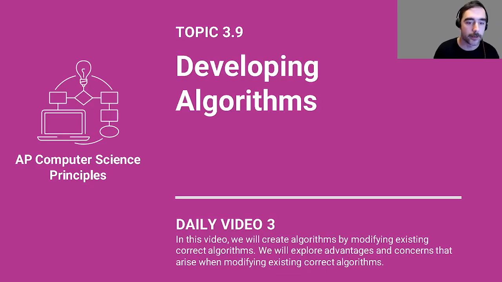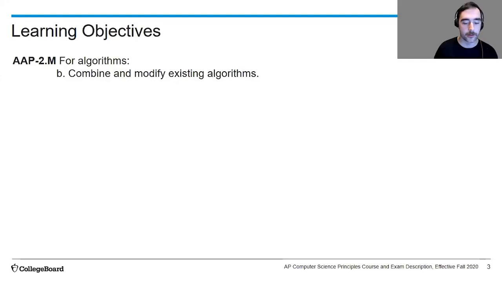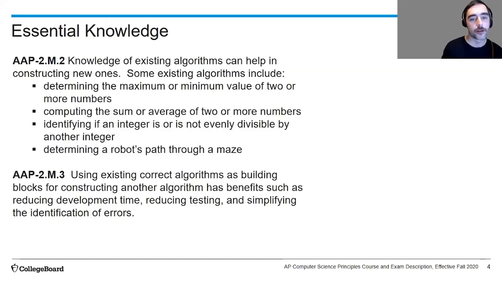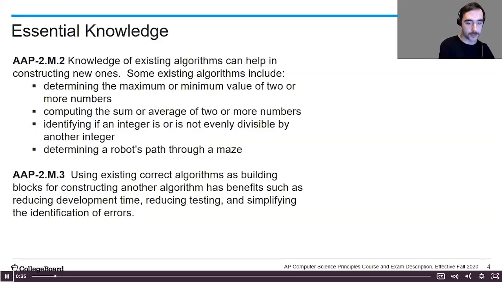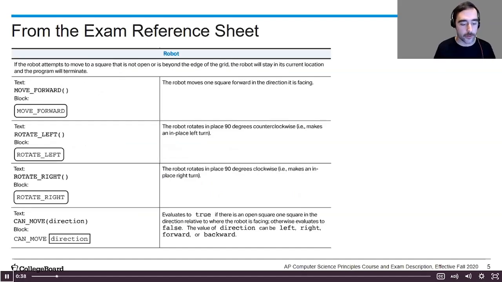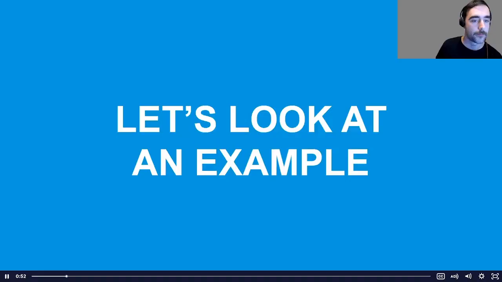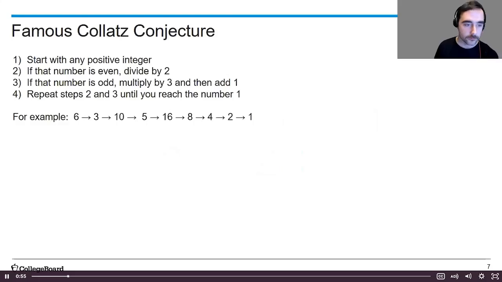So what will we learn today? We will be working with modifying existing algorithms. We'll take existing algorithms and modify them to meet our purposes. I also want to point to the exam reference sheet for robots, and you need to make sure that you can work with these commands for getting the robot on the grid of squares to the right location. So let's look at an example.